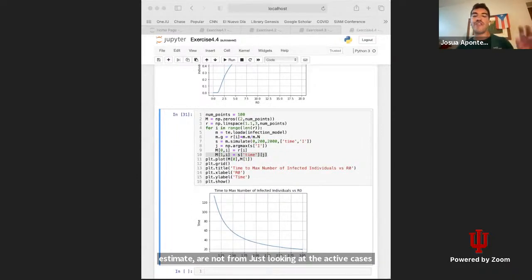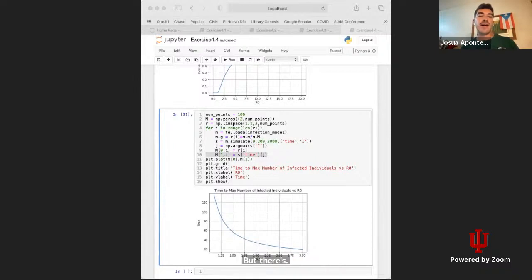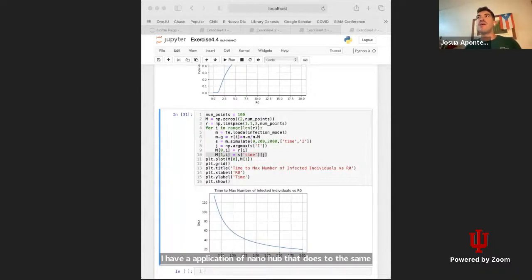Again, we will be using artificial data, but I have an application up on NanoHub that does the same as what we will be doing here, using data from the early pandemic in Italy, New Zealand, and I think it was New York. I'll give you the link to that tool later, so you can play with it to get a better sense of how the parameters are being estimated, but it's just the same workflow that we will be doing here.